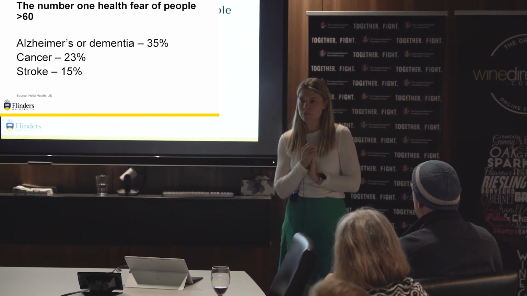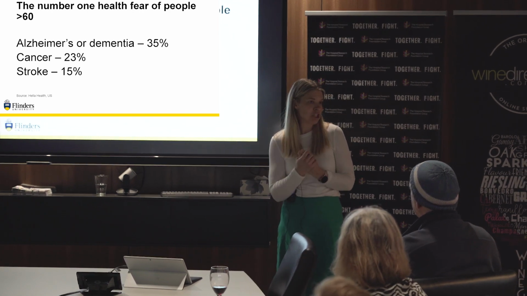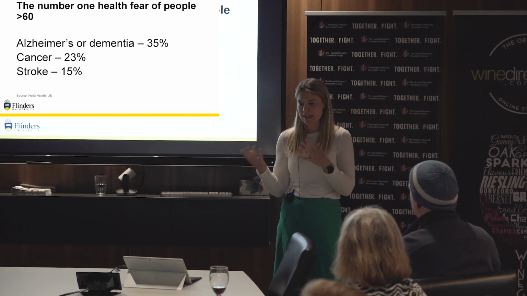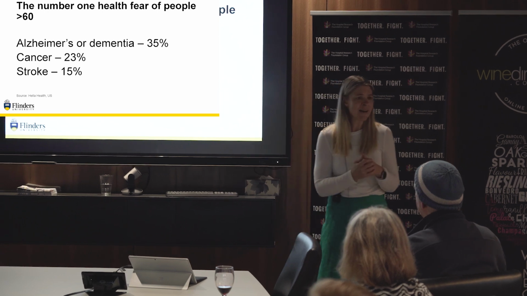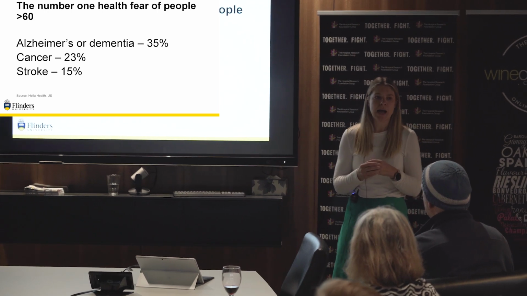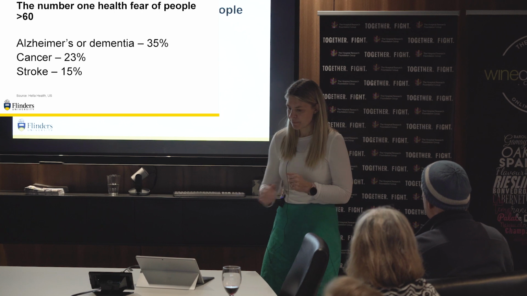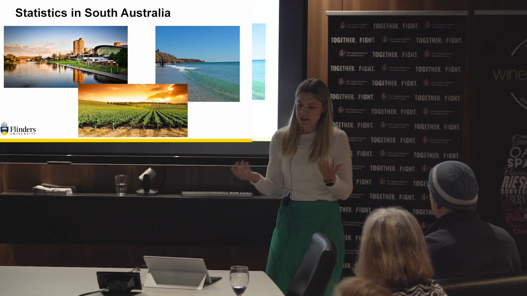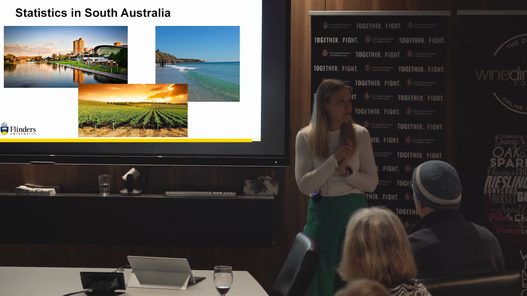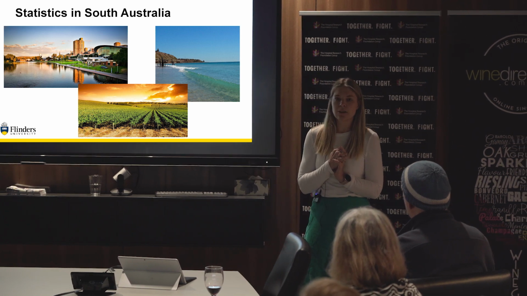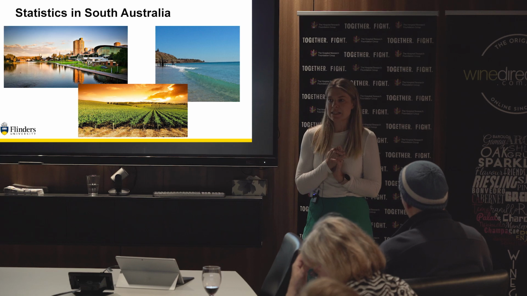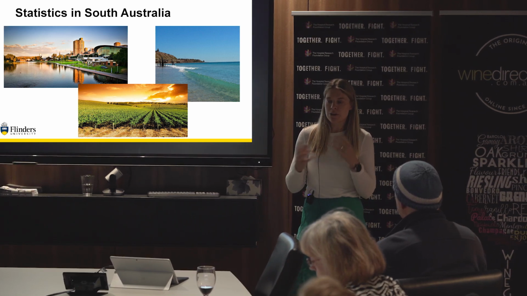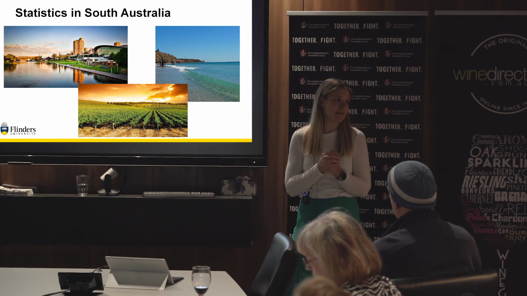So Alzheimer's is the most common form of dementia, but there are actually many types of dementia. The most common one is Alzheimer's. We also have vascular, frontotemporal, and younger onset dementia, which are some of the more common ones. In South Australia, we know that about 40,000 people have been diagnosed with dementia. Nationally, there's about 400,000. But we also know that only about a third to a half of people ever receive a diagnosis.